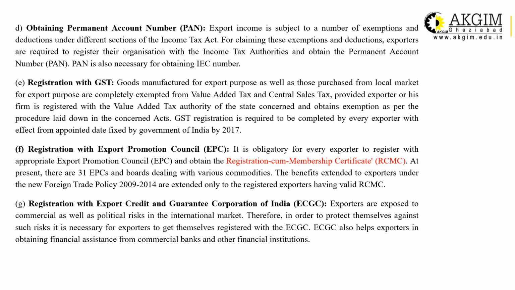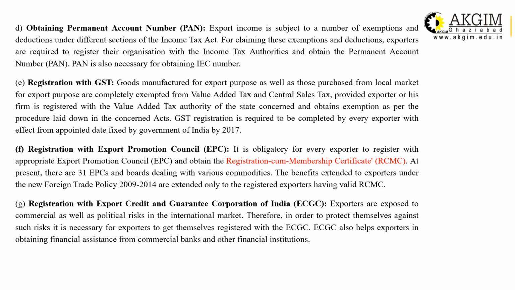That means you have to check what type of product you have, and then what the name of the export promotion council applicable on your product is. After applying to the EPC, the exporter will get RCMC. RCMC means Registration cum Membership Certificate. This certificate will be given by the EPC after completing all the formalities.